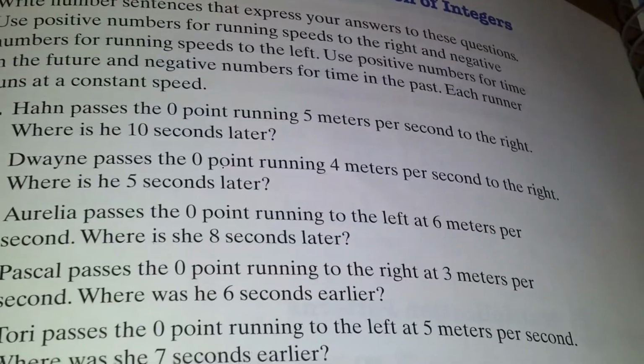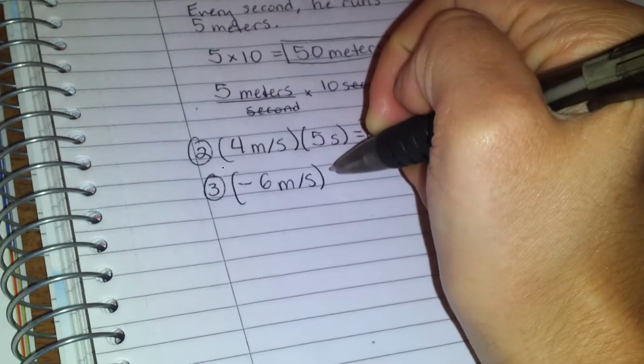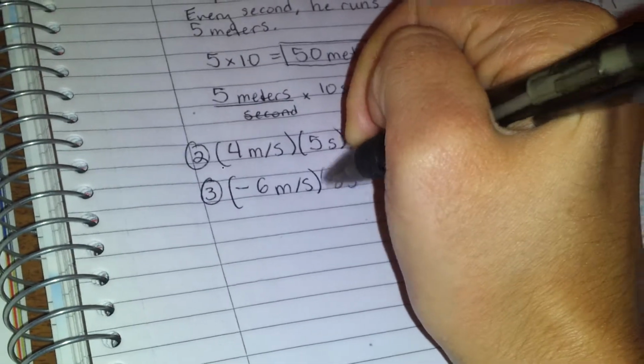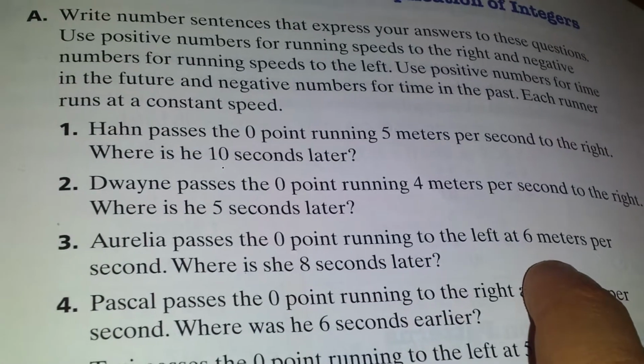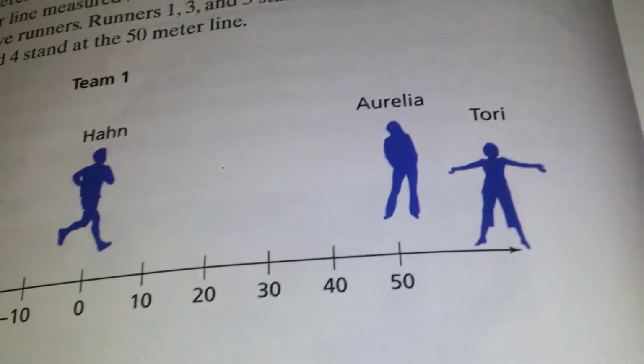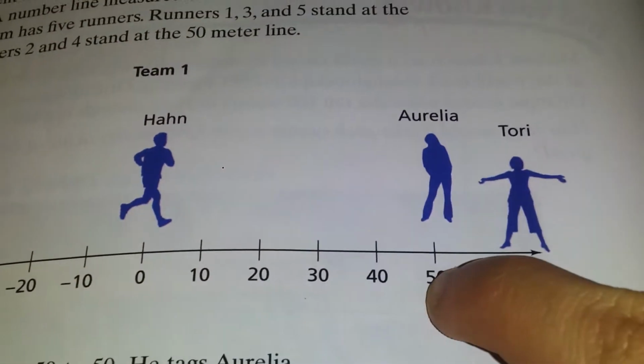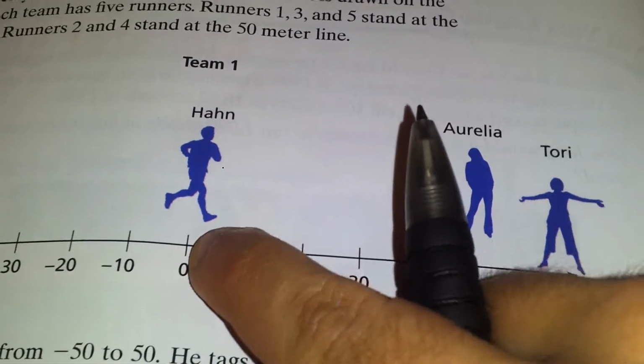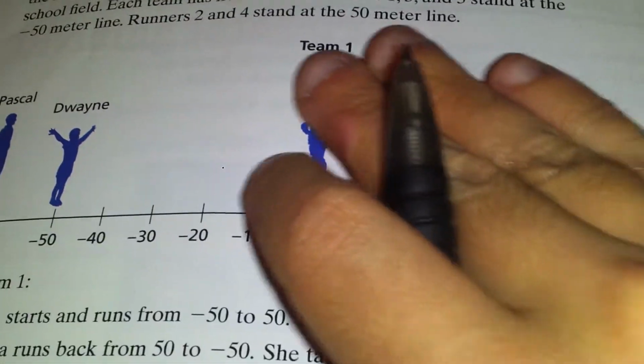Let's write it down. To the left at 6 meters per second is going to be the same thing as negative 6 meters per second. We can multiply that times 8. 8 seconds. Now, it's really important to know that at this time, Aurelia is passing the 0 point at 6 meters per second. Because if she were at point 50, 8 seconds later, she might still be in the positive. We know that we can use a negative number because she's only running on the negative side of the number line.